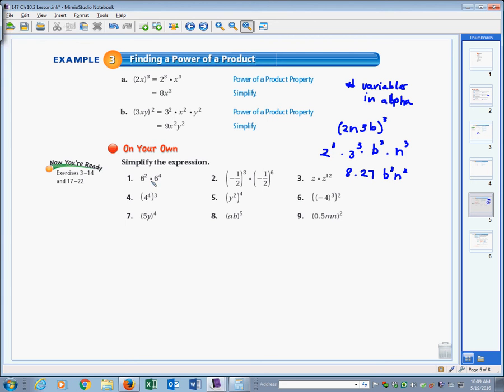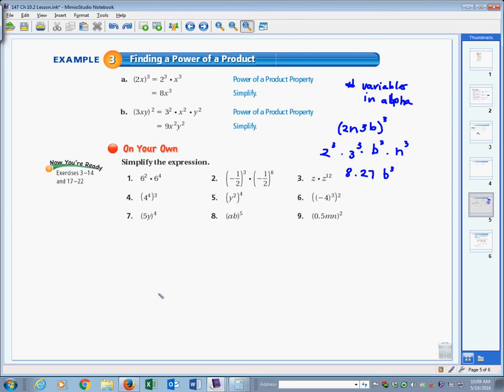And they're actually pretty simple. So I'm going to ask for some volunteers. Micah, since you're so animated back there, why don't you go ahead and help me out with this first one, number 1. I have 6 to the second times 6 to the fourth. How would I simplify that expression? You want me to give you the answer? Yeah, what would I do?